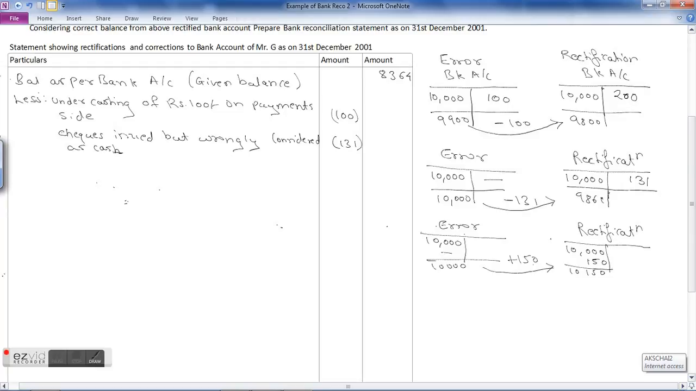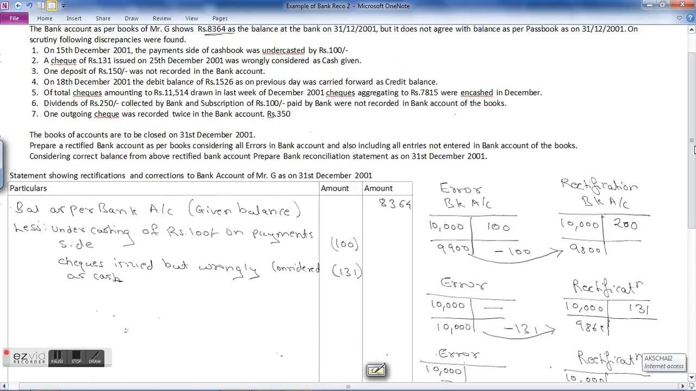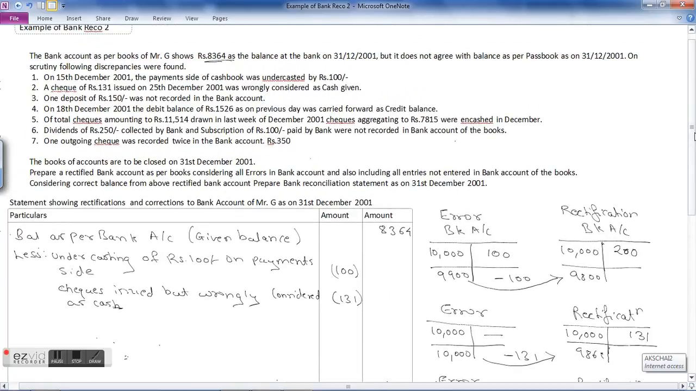Okay, so in statement what we'll do, additions we'll put it here. So add deposit not recorded in bank account. Okay, how much it is? 150. Okay, now the next entry, that is transaction number 4.